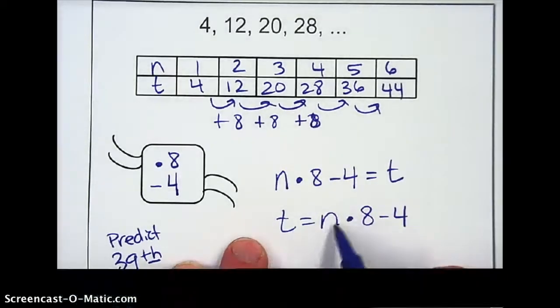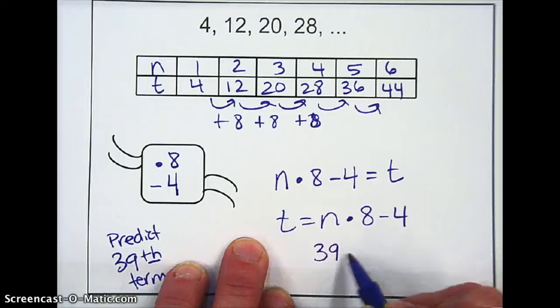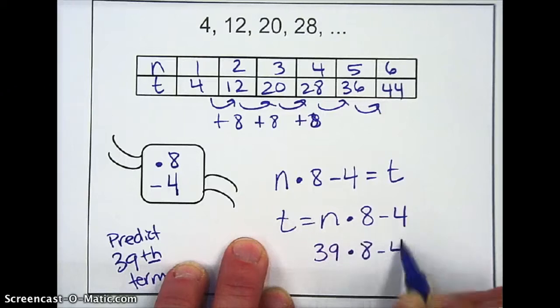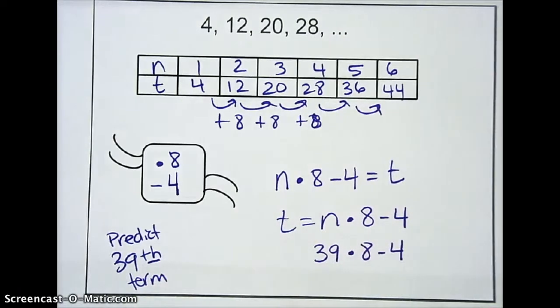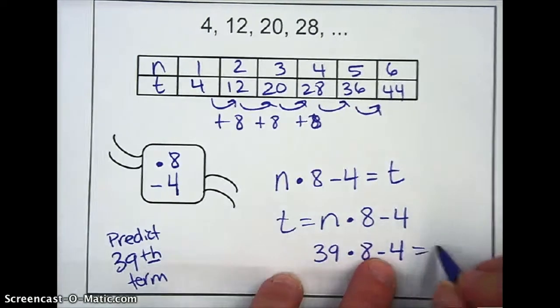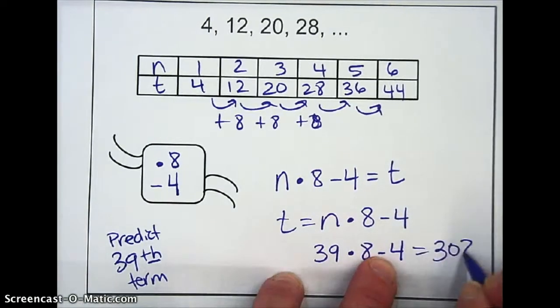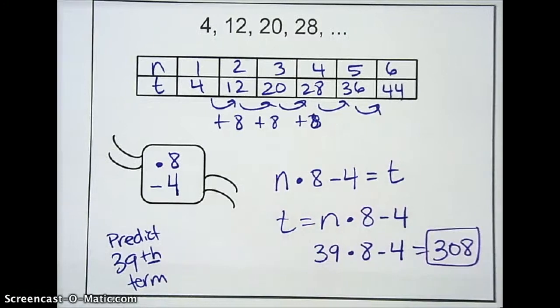The 39th term. Okay, hopefully you substituted 39 in for n. And we multiply first, so 39 times 8 minus 4. I just got 308. Check your answers over.